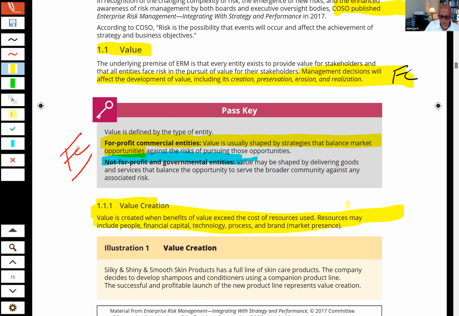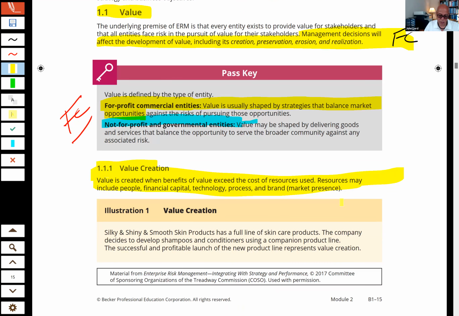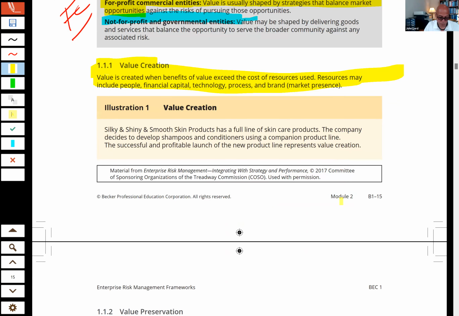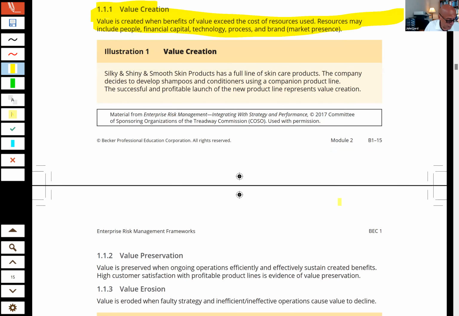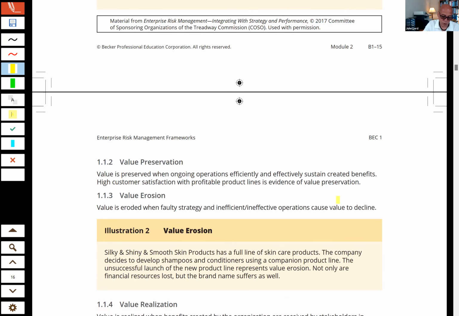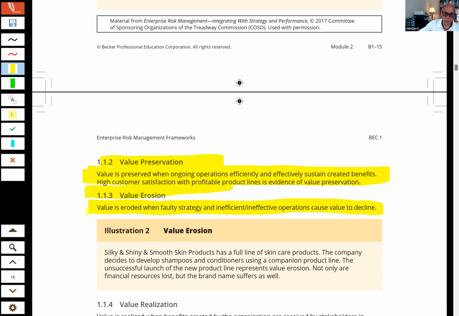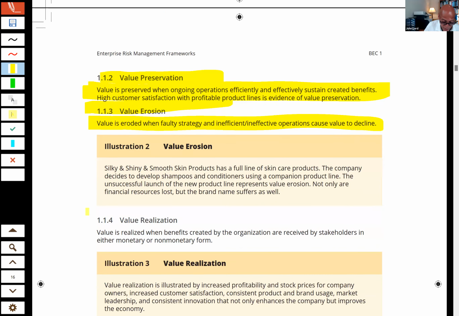The value that's created is the benefits exceed the cost of providing those benefits. Okay. Now, value preservation. Once you have created the value, of course, you want to preserve that. And value erosion, of course, would be the opposite: over time value has eroded either because there's been changes that we haven't kept up with, or maybe we haven't maintained the value that we had originally created because we haven't had the proper controls, etc.